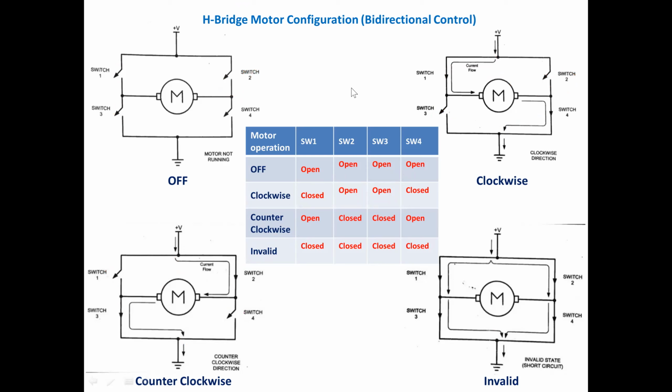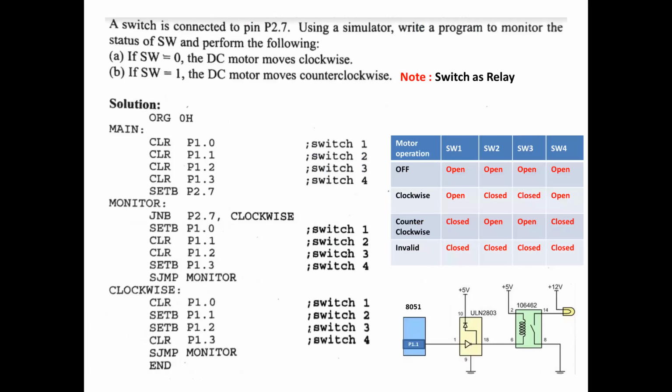So this is a simple configuration. By this way, you can rotate the motor in forward direction and reverse direction. There are different types of connections which can be connected with the DC motor with respect to the 8051 controller, in order to control the motor in forward direction and also reverse direction. It is not only this method; there are many methods out there.